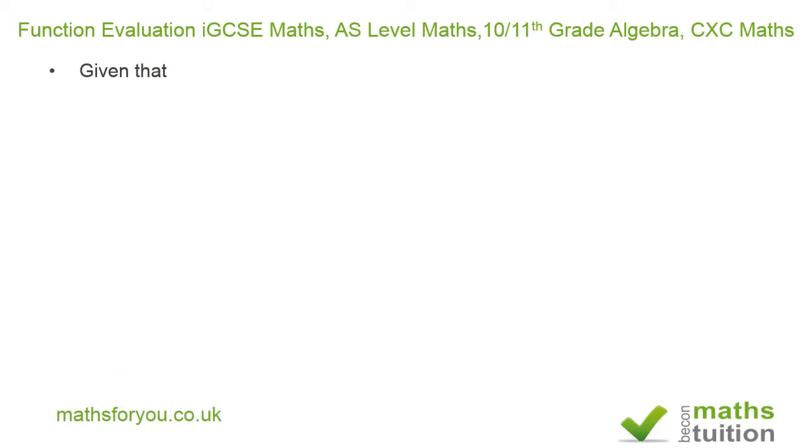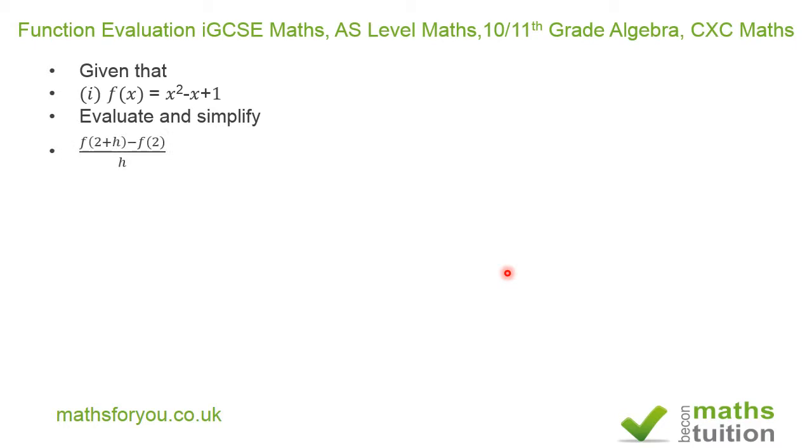Now, we're given that f of x is equal to x squared minus x plus 1. I have to point out there are two questions for this slide. Now the first one is, given that f of x is equal to x squared minus x plus 1, we are supposed to evaluate and simplify this bit here: f of 2 plus h minus f of 2, all divided by h. Okay, and here's the solution.